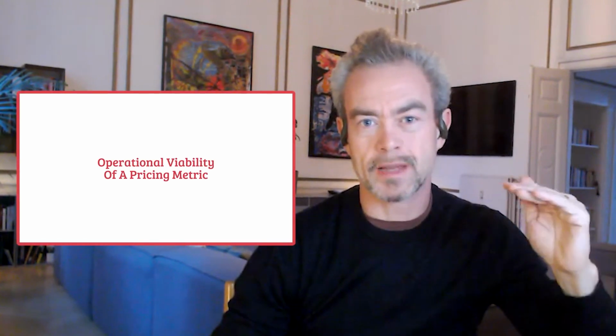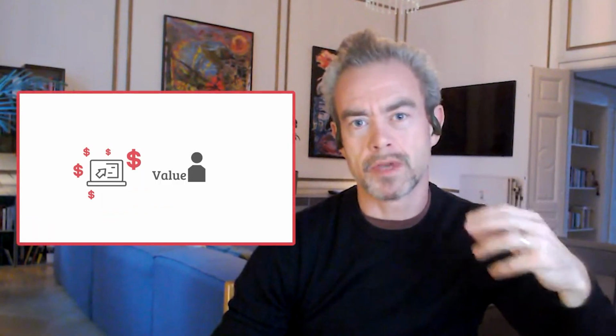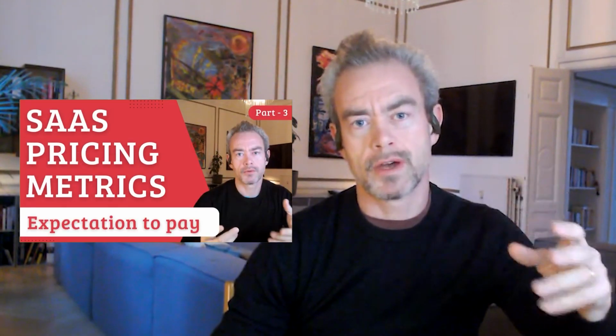In the first video, I talked about operational viability, the ability to actually measure and use a pricing metric operationally. In the second video, I talked about how to measure value and demand. In the third video, I talked about expectation to pay, which is a technical term for, let's say, the ability of a customer to associate fairness and cost transparency and sort of an equal footing and not regret the purchase.